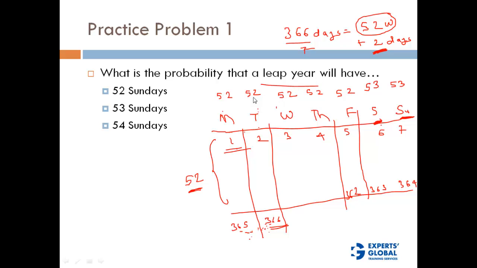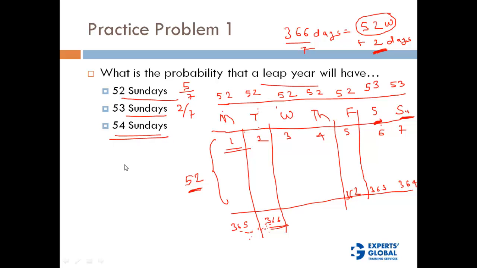So you look at it, we have 7 different cases depending on where the 1st January falls, and out of those 7 cases, 52 Sundays happens in 5 out of 7 ways, and 53 Sundays happens in 2 out of 7 ways. So these are the probabilities.